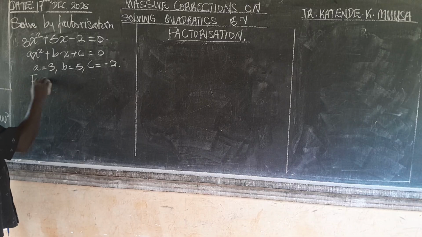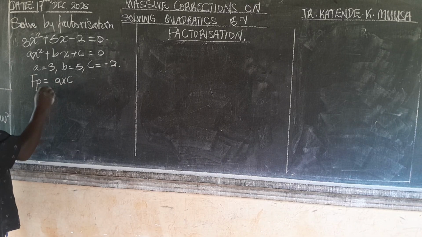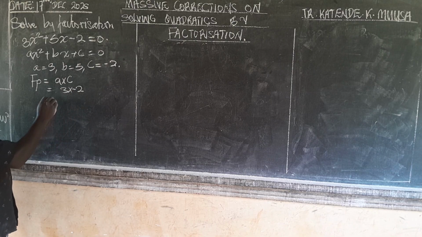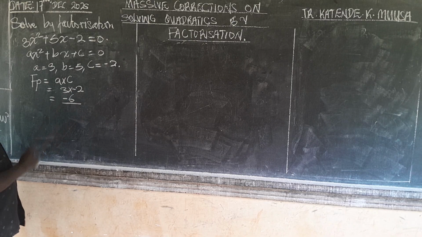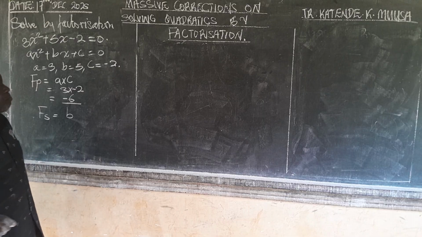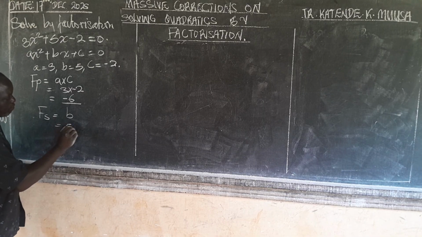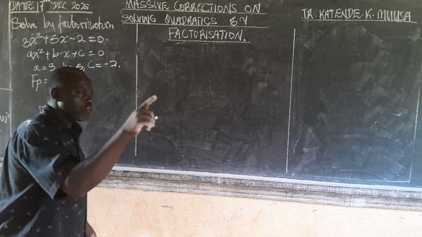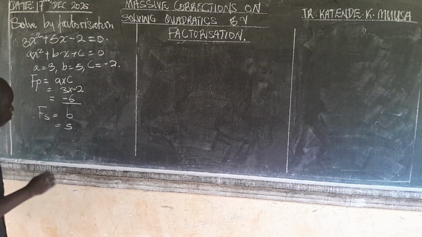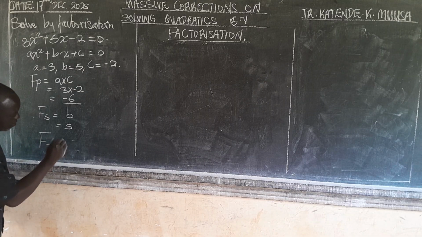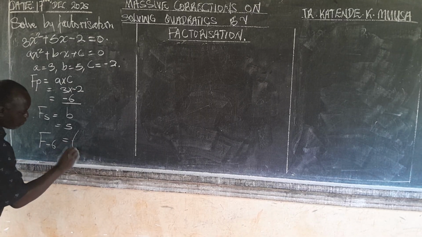Our factor product is a times c, which is 3 times negative 2. 3 times negative 2, we get negative 6. Now we have to look at the factor sum. The factor sum is b, and what's our b? Our b is positive 5. Now we have to look for factors such that when we multiply them, we get negative 6, and when we add them, we get positive 5. Those are factors of negative 6.